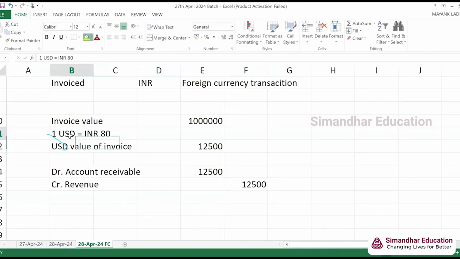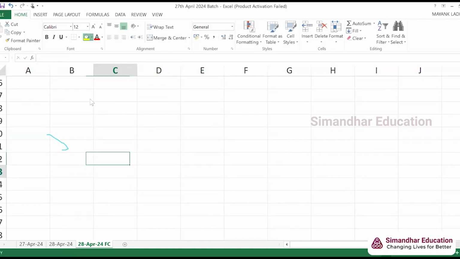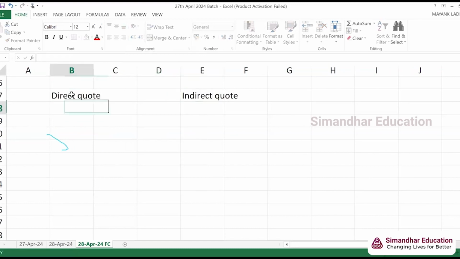Now, I told you this, right? 1 USD is equal to INR 80. This is called exchange rate. So we have two types of exchange rate. One is direct quote, another one is indirect quote. What is a direct quote? Direct quote is basically how much will 1 unit of foreign currency be equal to. Okay, that is a direct quote.